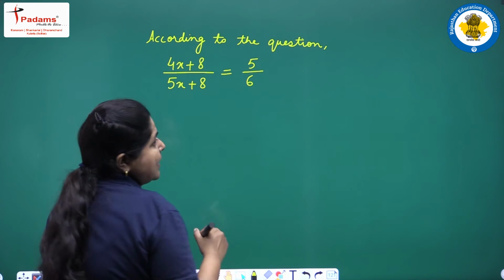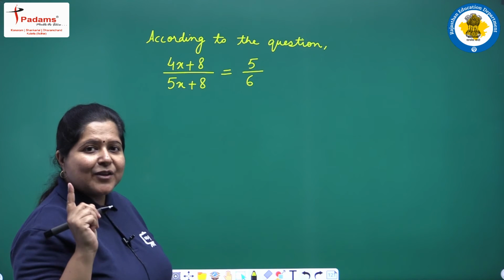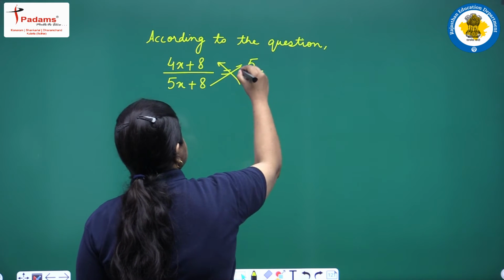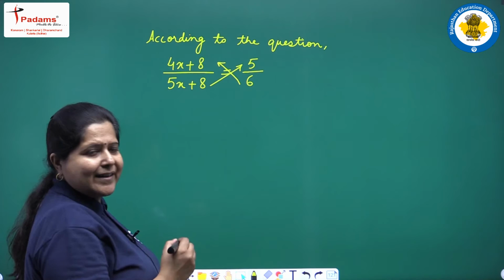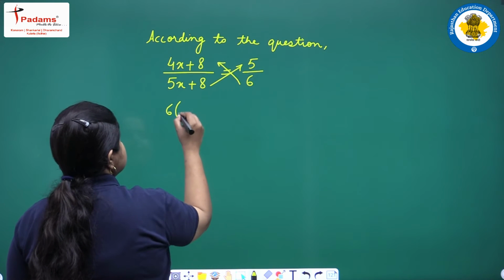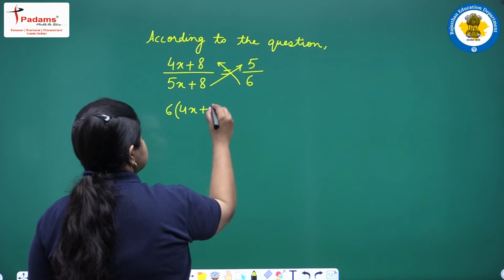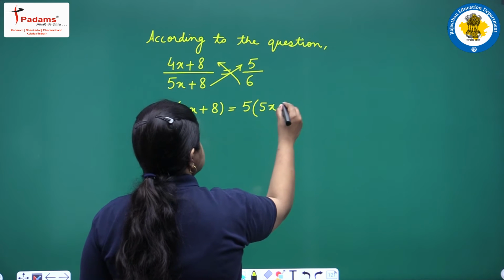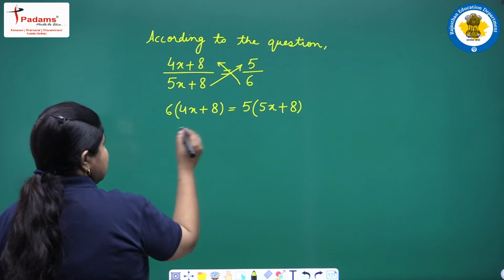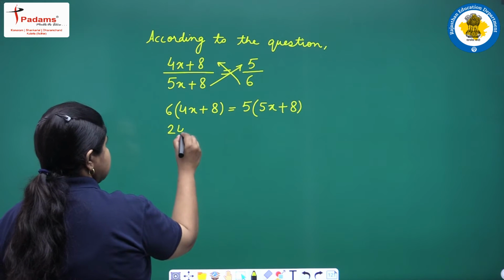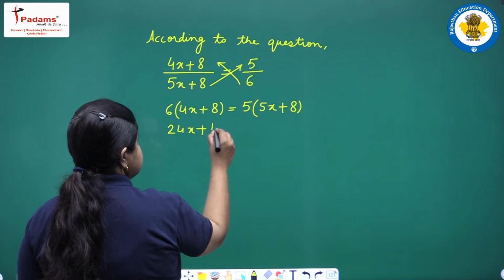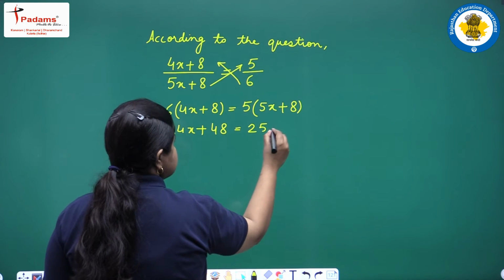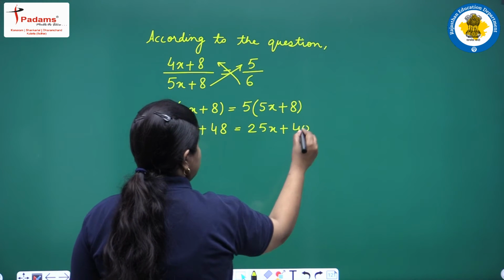Now, we will solve it. How? Yes, by cross multiplication. This 6 will move upwards and 5x + 8 will go in multiplication in the RHS. We get 6 into (4x + 8) equal to 5 into (5x + 8). Again, we will open up the brackets. 6 4s are 24x plus 6 8s are 48 equal to 5 5s are 25x plus 5 8s are 40.